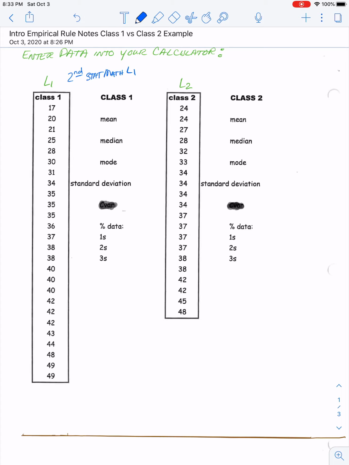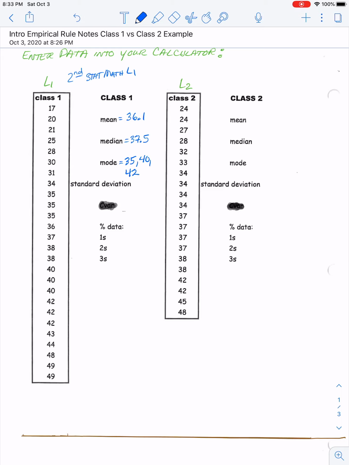Go to L1, and you can go down through, find mean, tell it L1, and in doing so, we should find a mean value here of 36.1. If you then go back and do it again, you can look up median, which is 37.5. And for mode, you're going to have to go right through your data set. It doesn't have a secret place in your calculator to tell us that. So I see for data set 1 a 35, a 40, and a 42.